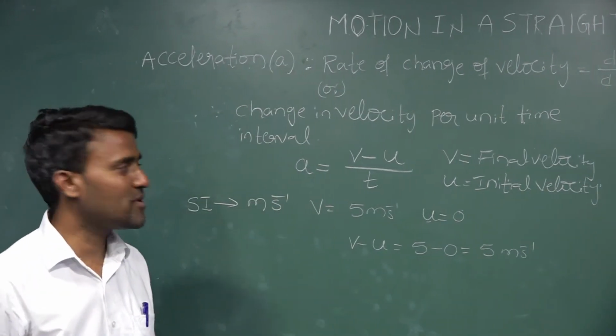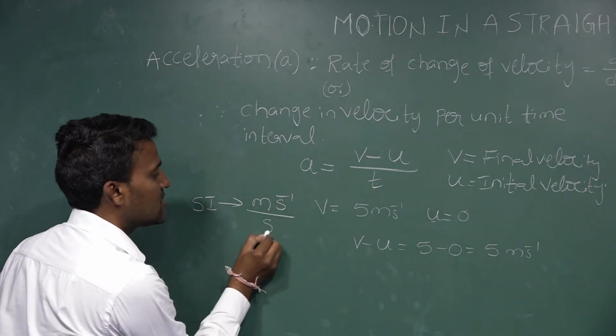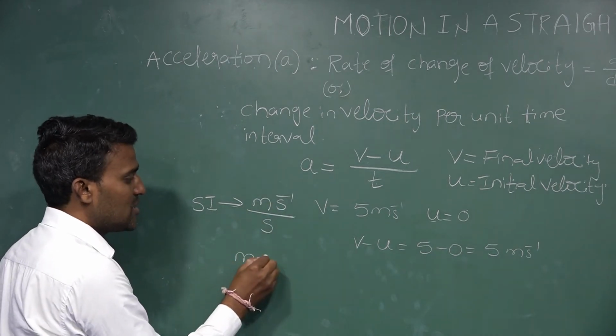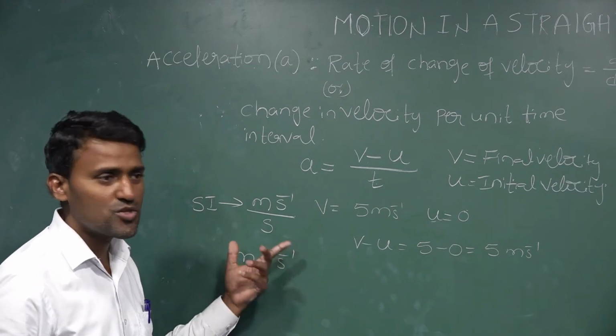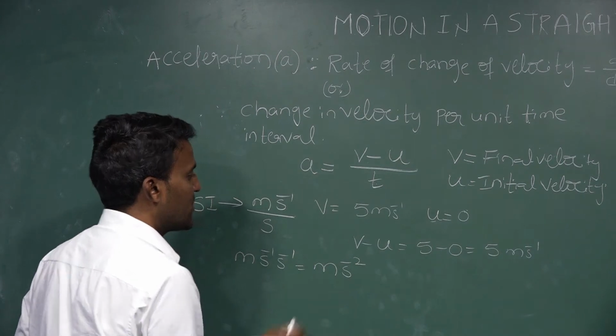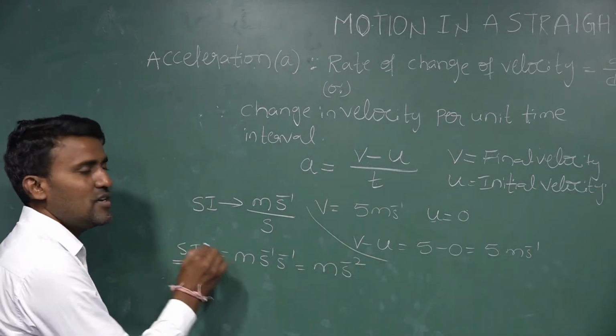Velocity units are meter per second divided by time. The time unit is the second. If I take the second into the numerator, you can write m s to the power of minus 1, m s to the power of minus 1. Bases are equal, so powers should be added. You can write m s to the power of minus 2. It is the SI unit for acceleration.